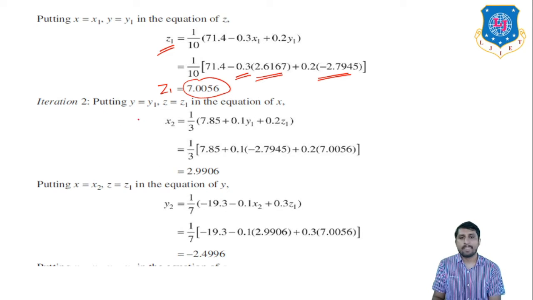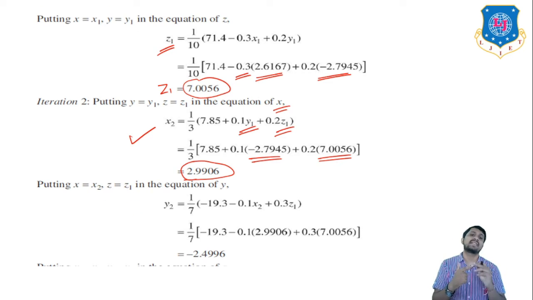Now iteration 2, putting y equal to y1, z equal to z1 in the equation for x. Now you have x1, y1, z1, the first approximations of x, y, and z. So when you find the second approximation of x, that is x2, you have to take y1 and z1, the first approximations of y and z. So 7.85 plus 0.1 times minus 2.7945 plus 0.2 times 7.0056. So the answer is 2.9906.